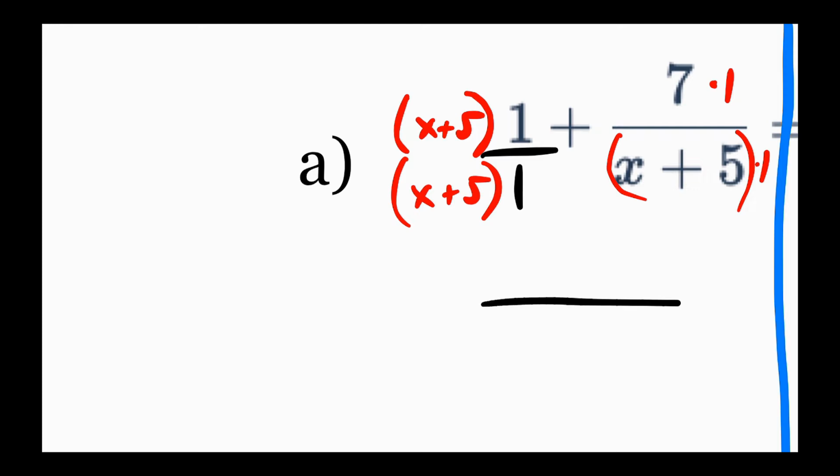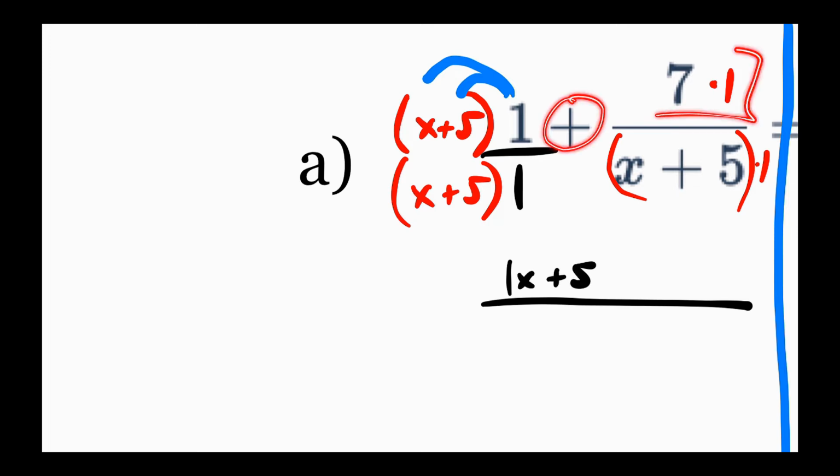All right, so now I got to do some distributive property here. So I got to distribute the 1. So I get 1x plus 5. And then I have a plus 7, right? I have a plus 7 there that I have to tag on as well. And the bottom is going to be my common denominator.